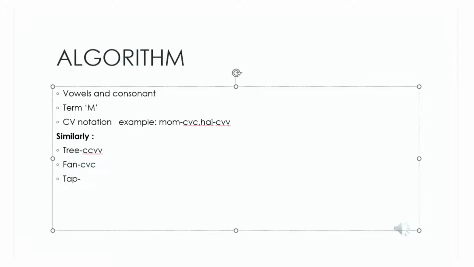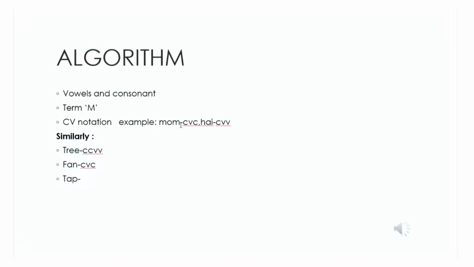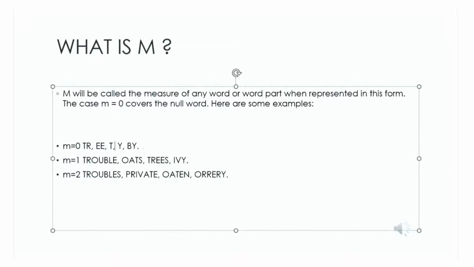Okay, let's see what M is. M is the measure of a word. In the previous examples, we have seen the CV notations. M is about counting the number of CV occurrences. Here, CV occurs once, and in high, CV occurs once. Similarly, there are words where CV count is 0, like my and by, because they will be CC, so there are no CV notations. Trouble has M equal to 2. We can also take oats. Oats is VVCC, so there is one CV occurrence, and here are a few other examples.